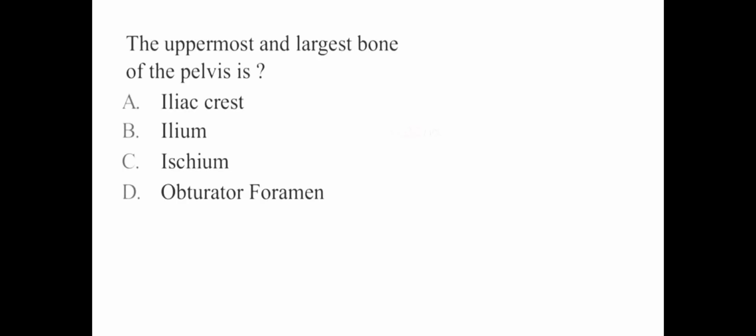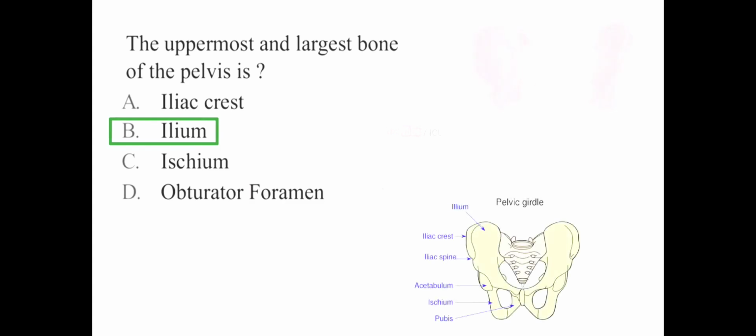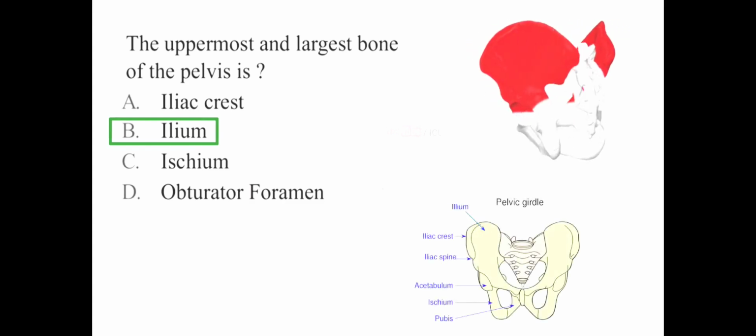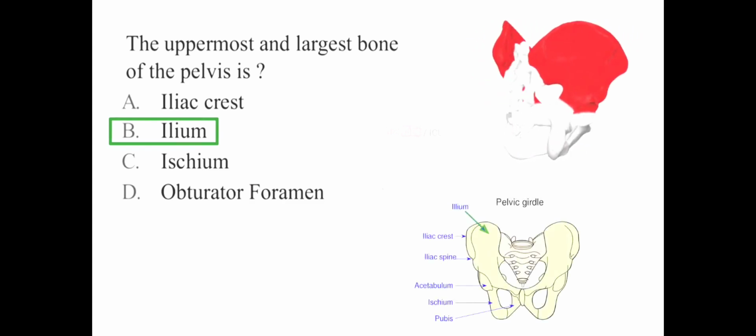The uppermost and largest bone of the pelvis is A. Iliac crest. B. Ilium. C. Ischium. D. Obturator foramen. And the correct answer is B. Ilium. The ilium is the largest part of the hip bone and makes up the superior part of the acetabulum.